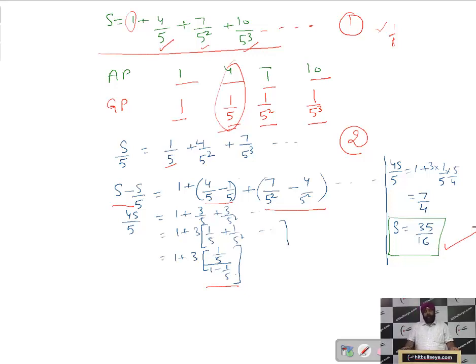So this is the typical X-ray solution of AGP. Suppose you are in the last minute of the examination and you encounter this question.